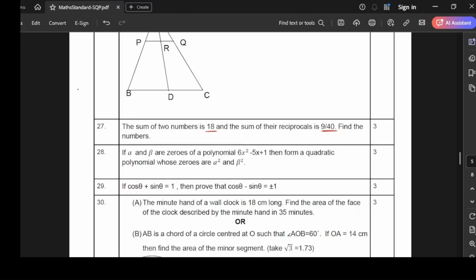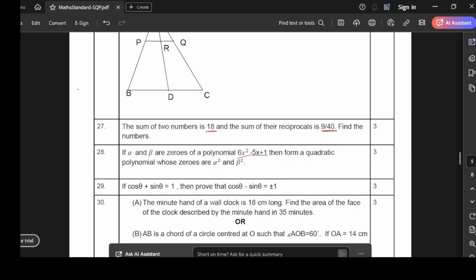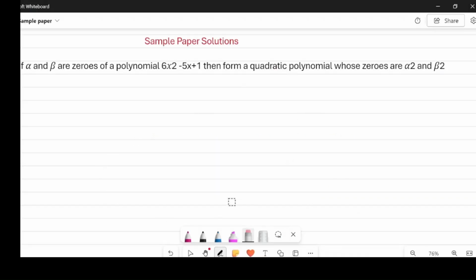If alpha and beta are zeros of the polynomial 6x square minus 5x plus 1, then form a quadratic polynomial whose zeros are alpha square and beta square. Alright, there are two methods to solve this. Let's see the first method.